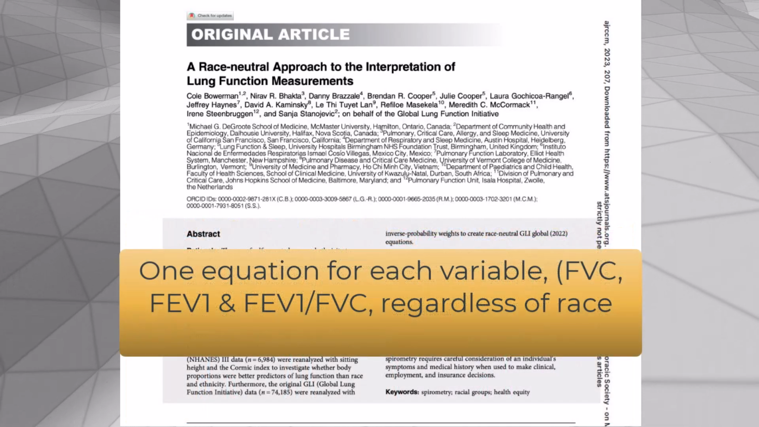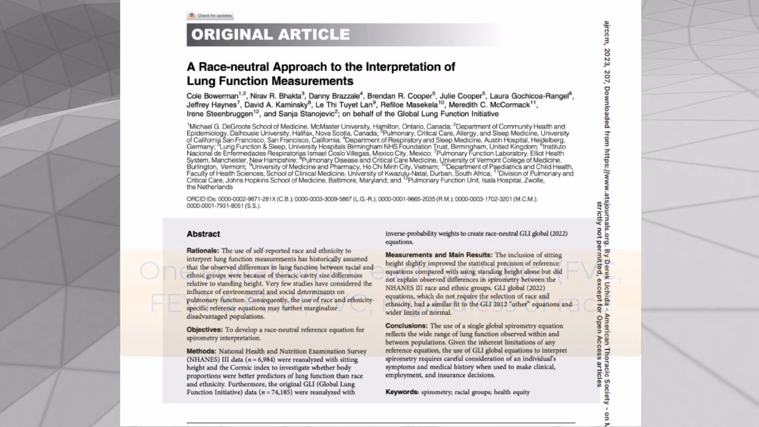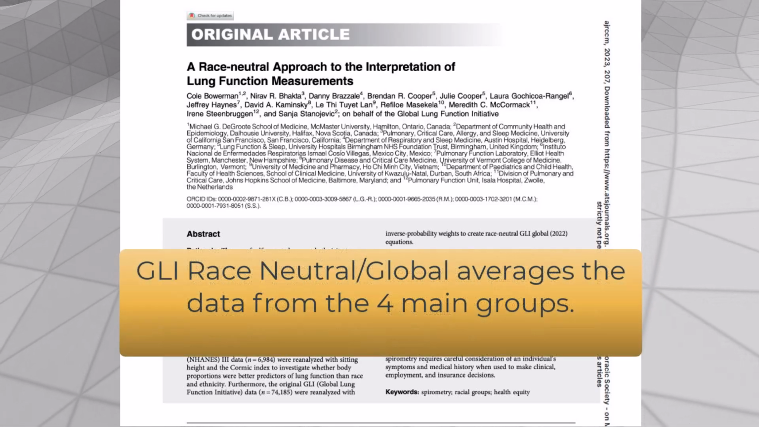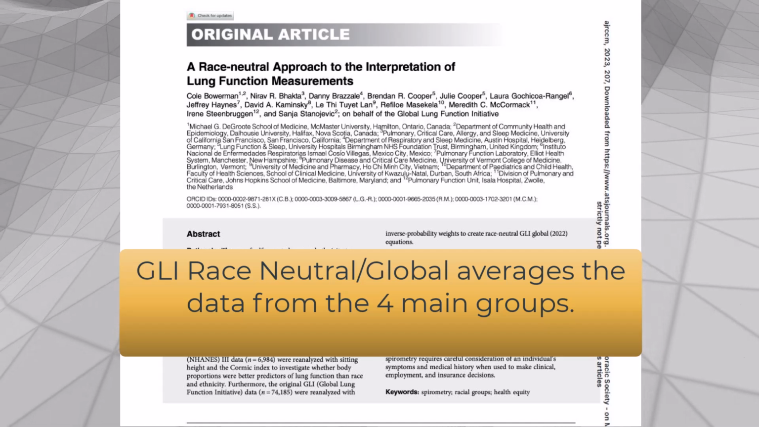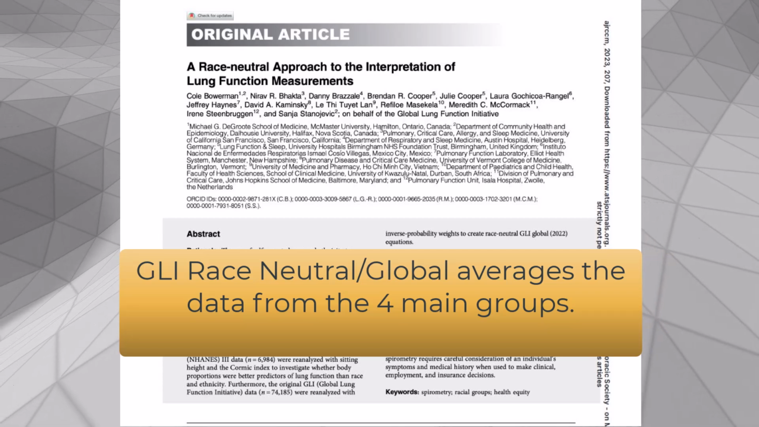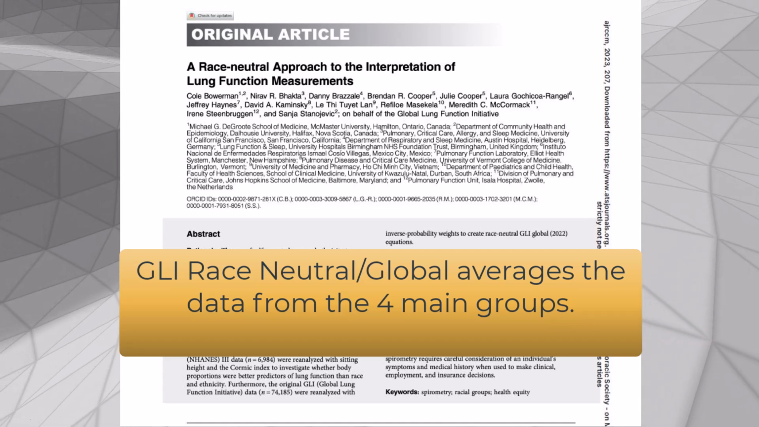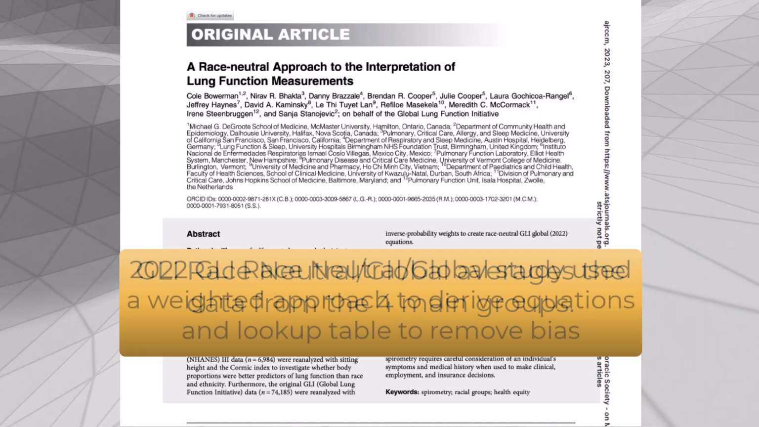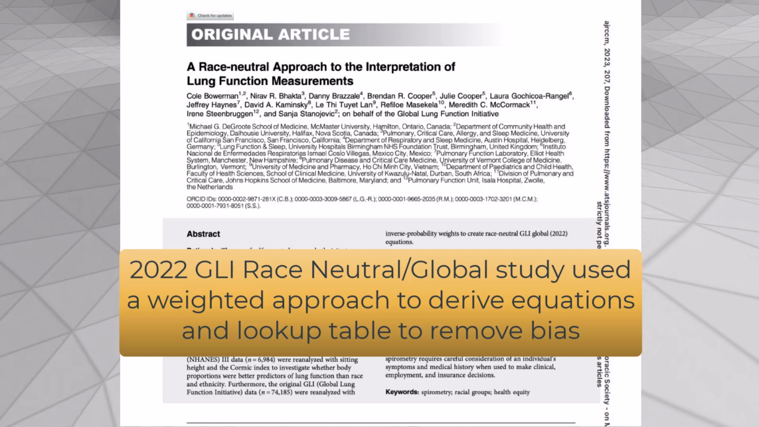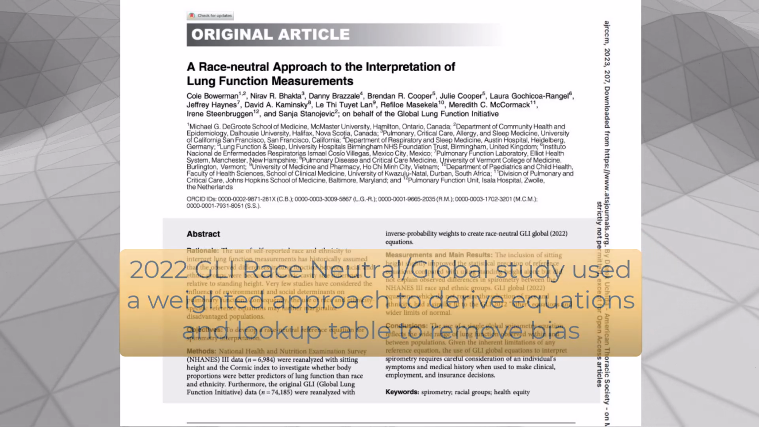This means that regardless of race or ethnicity, the same predicted equation will be used for all subjects. Very similar to the other category from the 2012 study, the race-neutral equations create an average from the 4 main groups. However, this average differs greatly in the fact that the 2012 other equations were heavily influenced by data collected on white Europeans, which composed more than 75% of the collected data. The 2022 GLI study tried to remove this bias, using a weighted approach to derive race-neutral equations and a lookup table, similar to the 2012 equations.